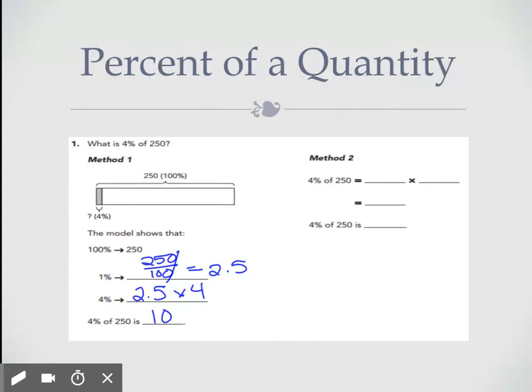Now we want to do method 2, the fraction way. I would write 4 out of 100, because it's 4%, times 250, which would equal 1,000 over 100. And as you all know, I have some zeros I can cancel out, so that's 10 over 1. So either way, I'm getting the same answer.